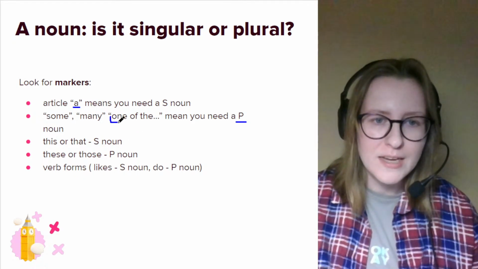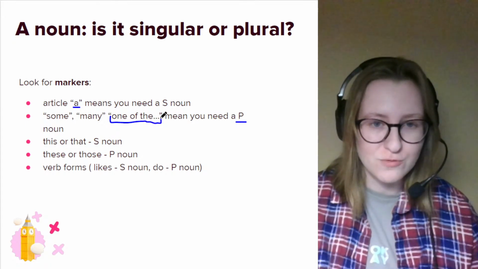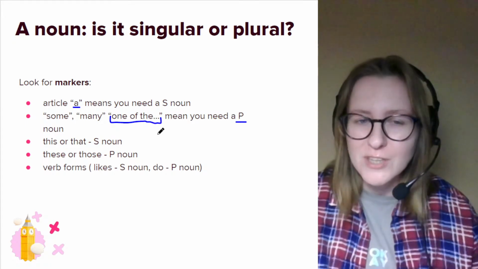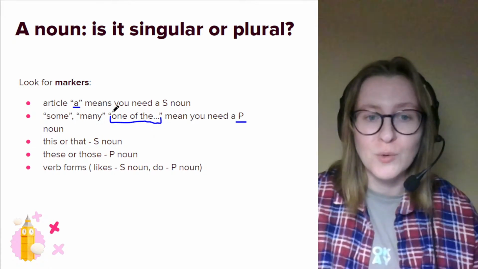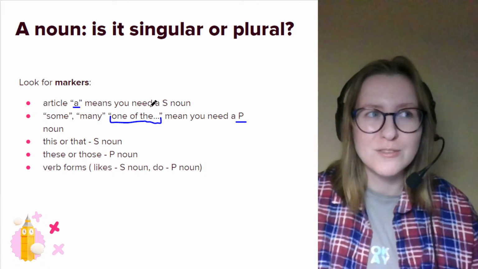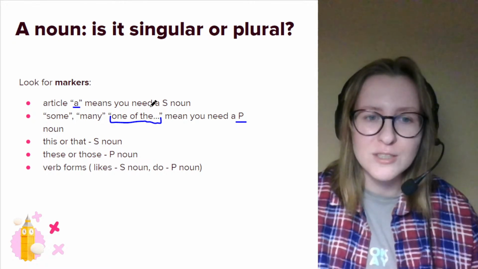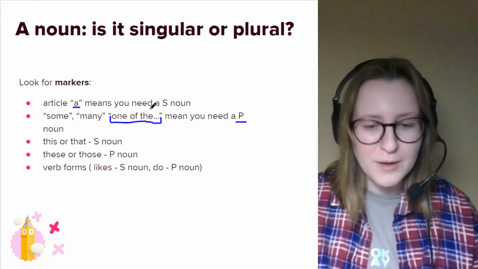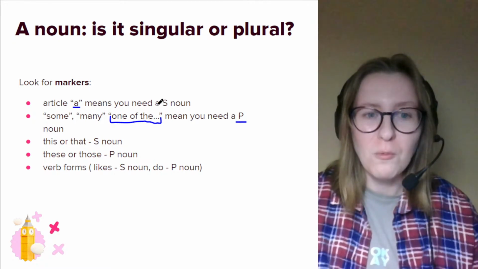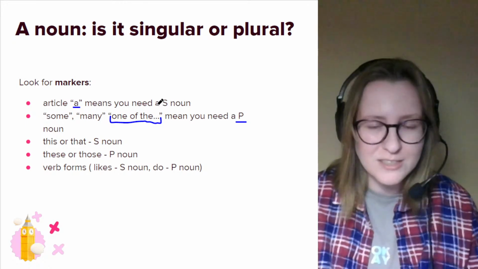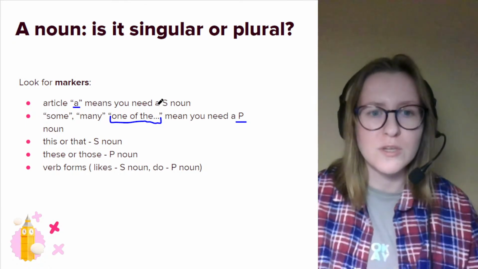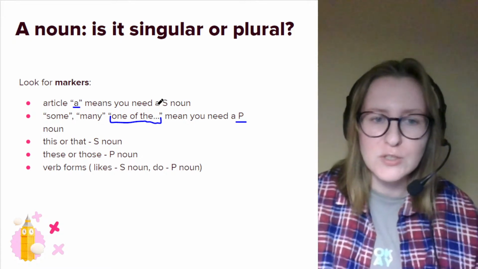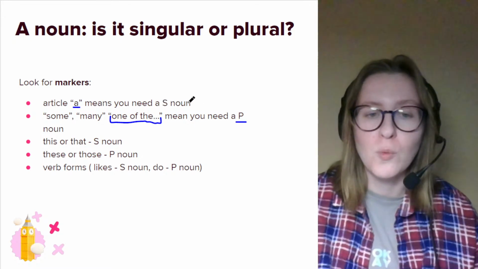One of the gives students lots of troubles. I'm not sure why, because actually it's very logical to use a plural noun after one of the, but for some reason you're just not thinking sometimes, and well, I encourage you to do so, to think. One of one doesn't make any sense, but one of many does, right? So one of the tourists, one of the visitors, and so on. Always a plural noun after one of the.